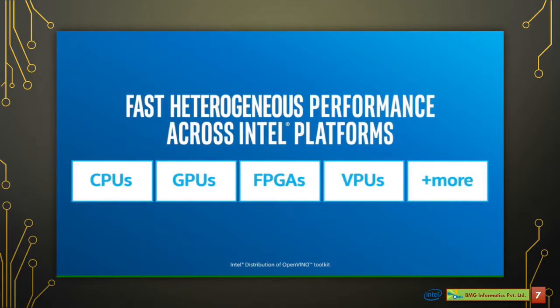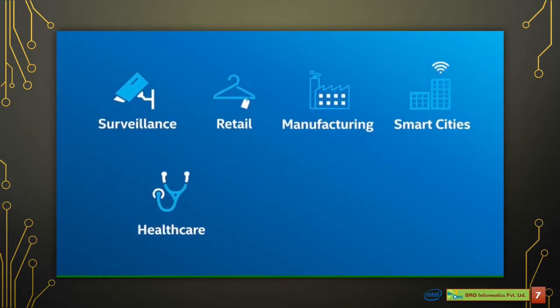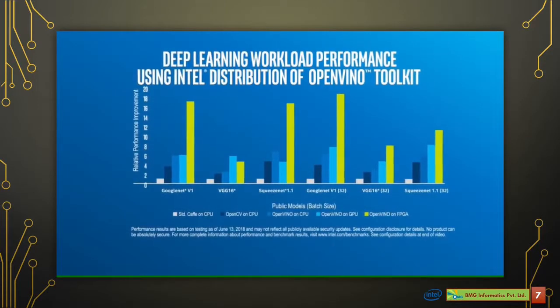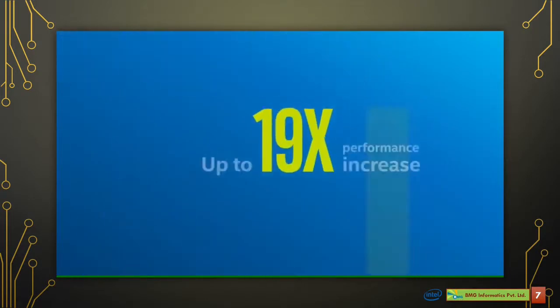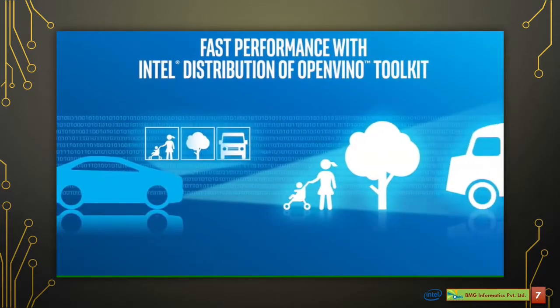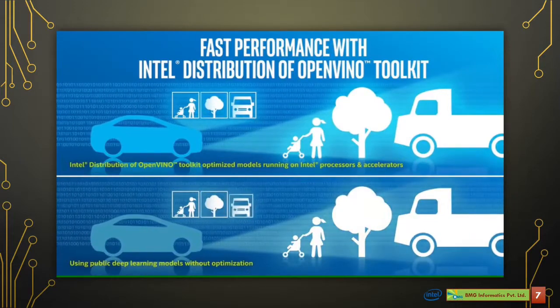Use the toolkit to optimize applications for numerous usages: digital surveillance, retail, manufacturing, smart cities, healthcare, office automation, transportation, and much more. Optimizations with the OpenVINO toolkit can increase deep learning workload performance up to 19 times higher using Intel computer vision accelerators compared to public deep learning models.